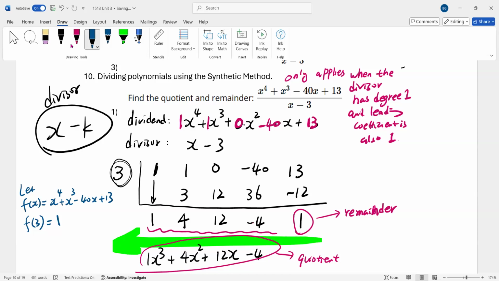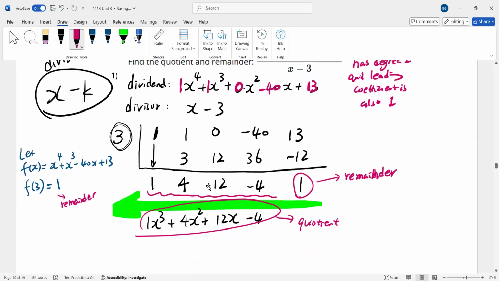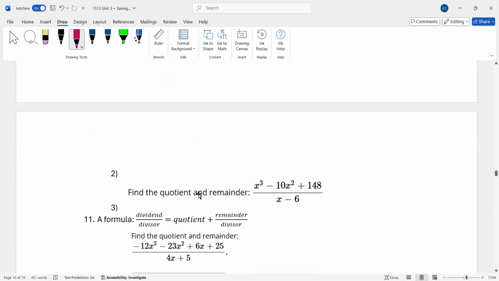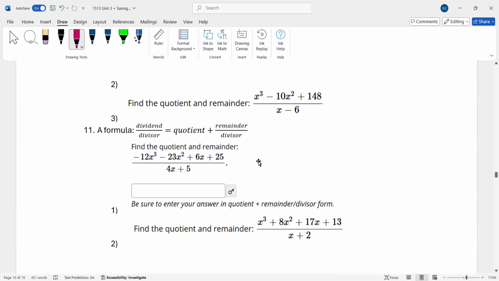It's the remainder. I want you to remember that. All right, isn't that interesting? It is a remainder 1. Always like that, all right? Okay, let's practice another problem. Let's practice this one.